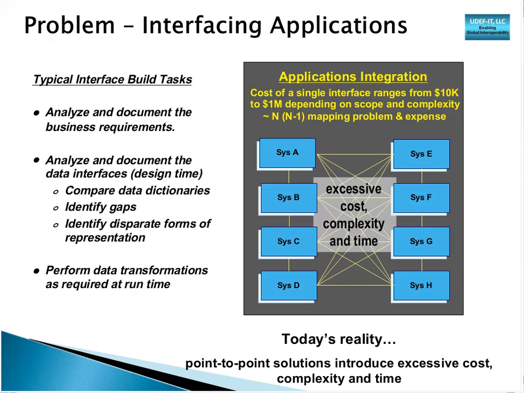The diagram on the right of this page was developed by some chief information officers within the aerospace industry, and at least within that industry, the cost of a single interface can range from anywhere from $10,000 to $1 million, depending on the scope and complexity of the interface. And so you end up with an n times n minus 1, or many will roughly equate that to an n squared problem, and you ultimately end up with lots of cost, complexity, and time when you're trying to integrate a bunch of different systems. And so that, in essence, is the problem, as well as interfacing systems.